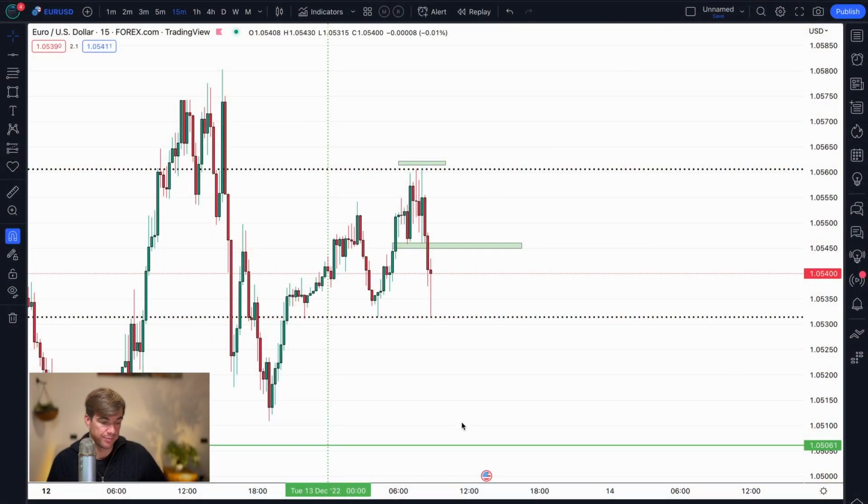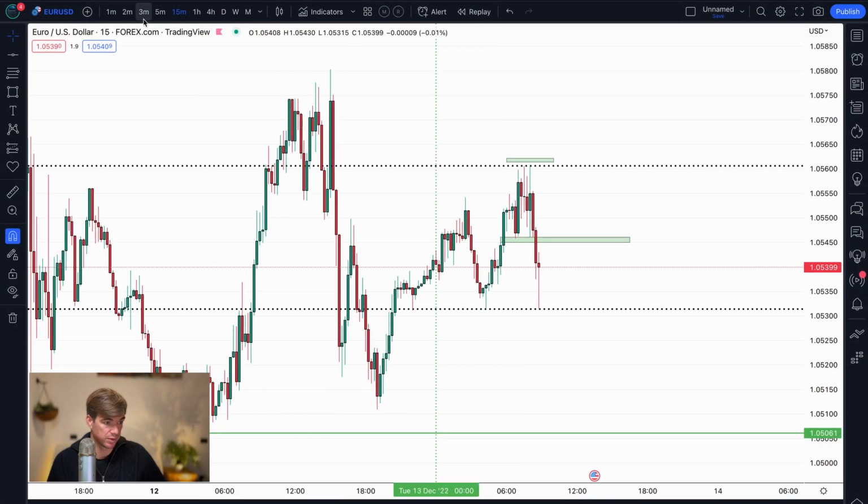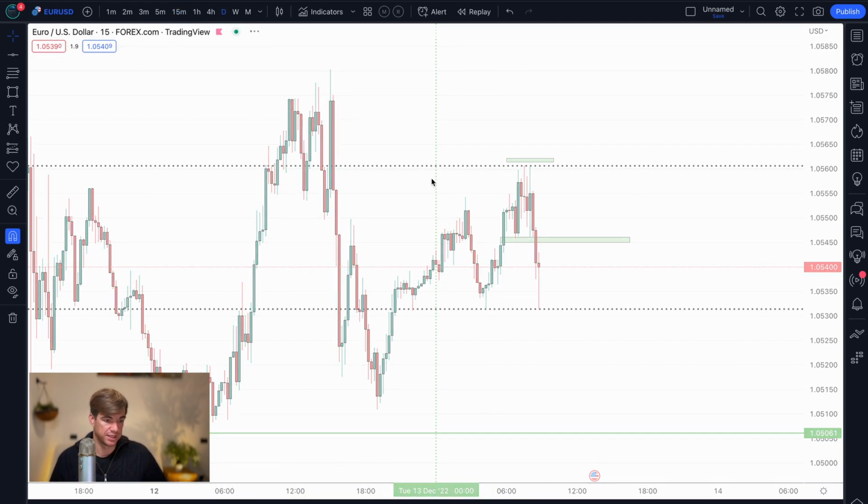So I did my analysis around 7:30 Italian time, so 6:30 UK time, in preparation for the pre-market, which I entered in, and the continuation into the open. So we're going to have a quick look at the euro dollar, and as you can see, we will start on the 15-minute chart, but our bias comes from the daily.